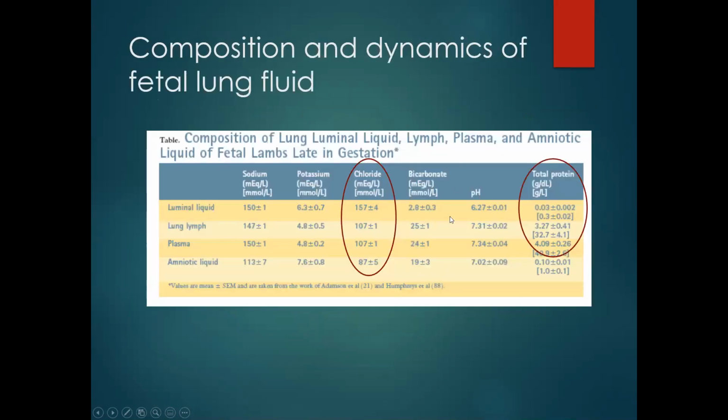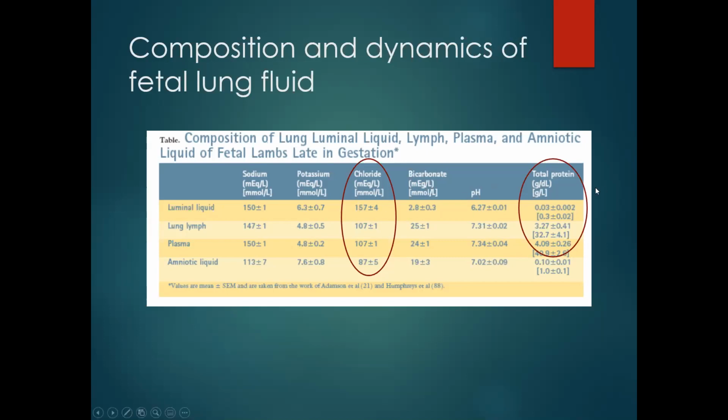Here's what I was mentioning earlier. If you look at the chloride concentration of the luminal fluid or the airspace fluid, it has so much chloride that if you look at the plasma, it's not even close. Look at 107 versus 157. It's because of this chloride pump that triggers the flow of fluid from the interstitium to the airspace. And that's what drives the fluid there, okay? And then when it's time for the baby to be born, the resolution of fluid, the reverse will happen. And I'll show you another figure a little bit later, okay?